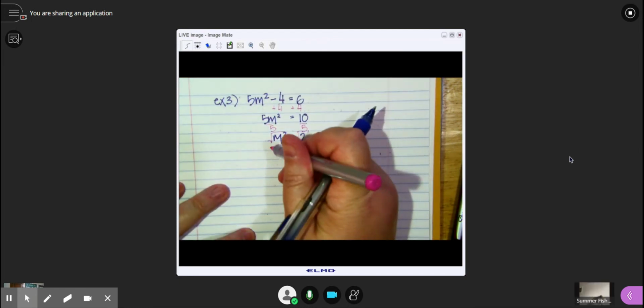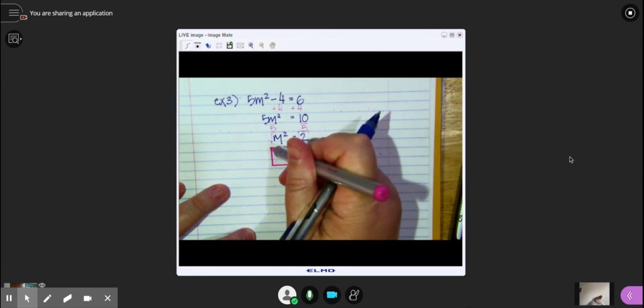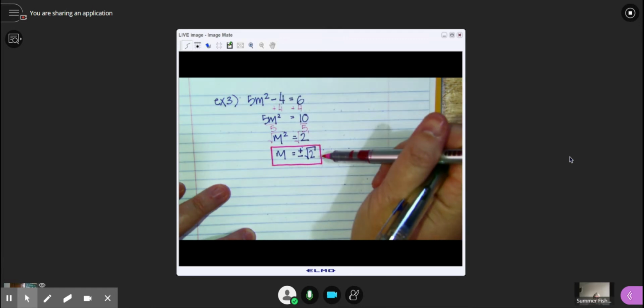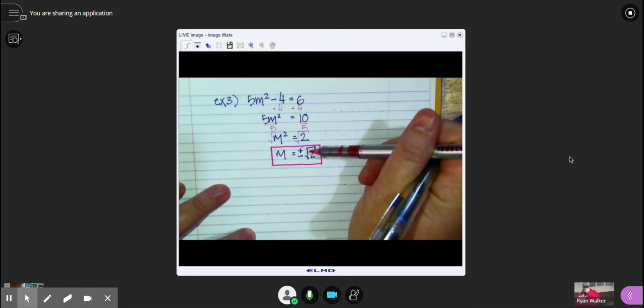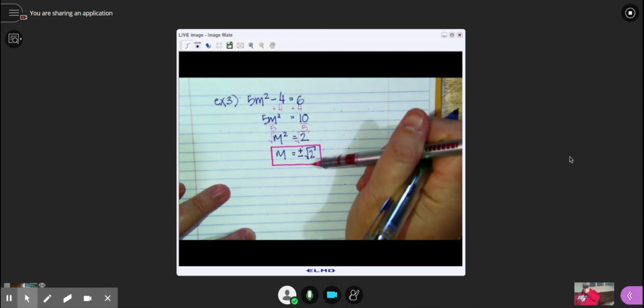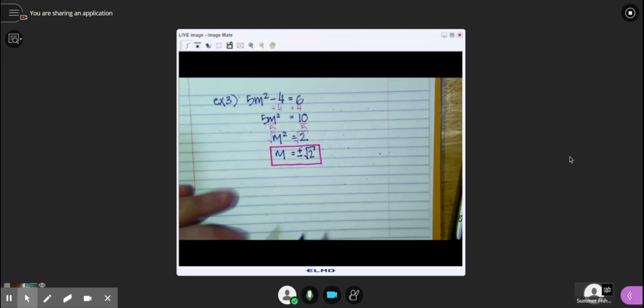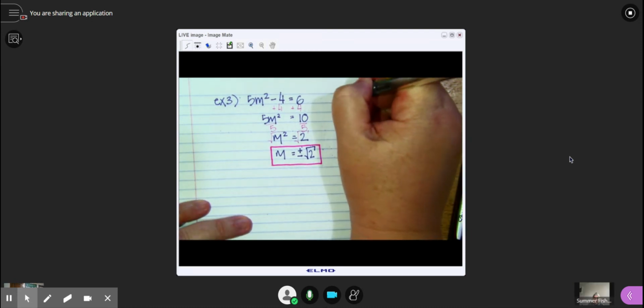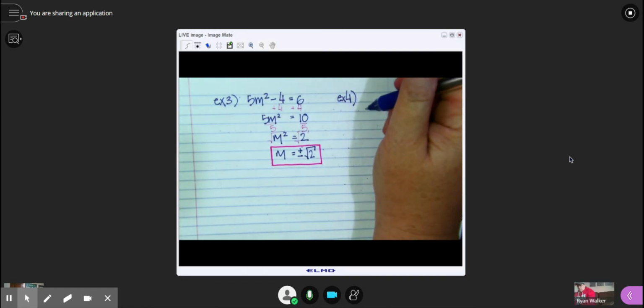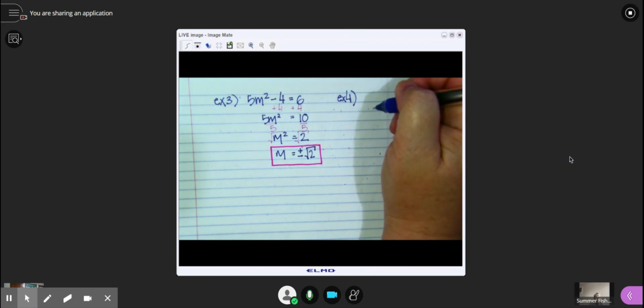The positive negative? Yeah. Remember, as from the beginning, this is degree 2. So I'm looking for up to 2 solutions. And in the case of the squares, that's often a positive and then a negative, same number. Yep, that's one way to do it.